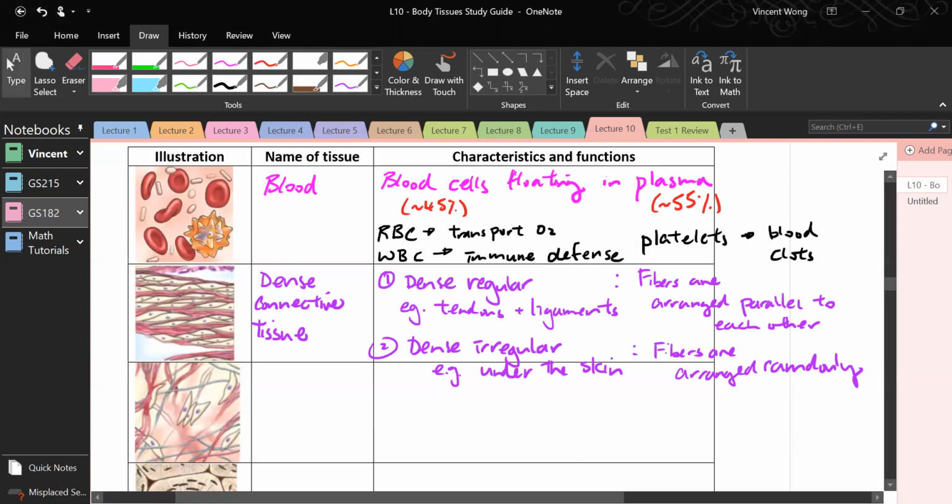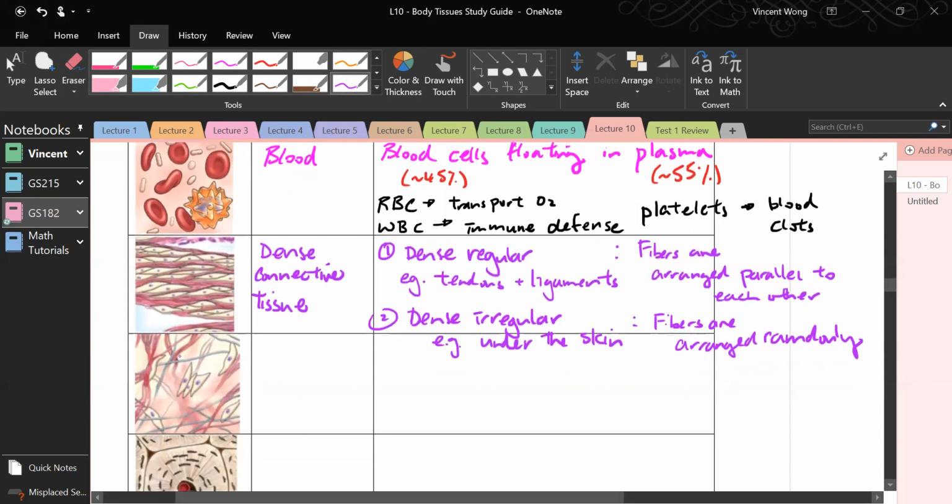Okay, next part. This one is opposite to dense connective. It's not very packed together. You can see the cells are the fibroblasts, right? The dense ones are very packed together, but these are just all over the place. So we call them loose connective tissue. They are more like fillers, found between organs.